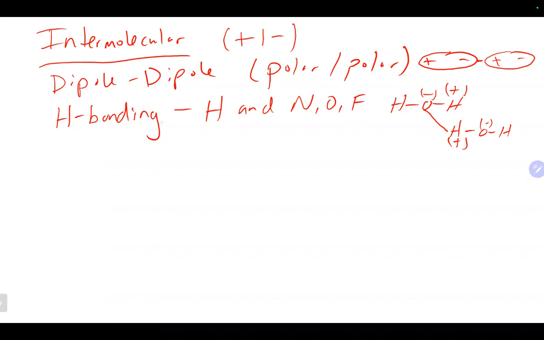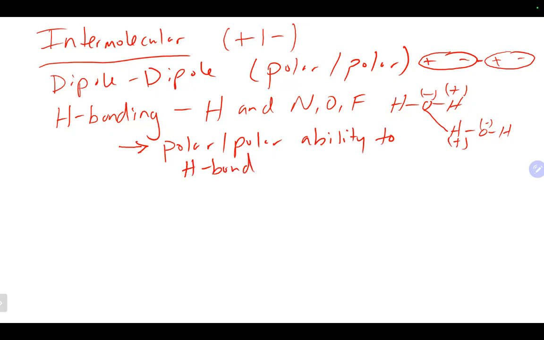It is the way polar molecules interact that have the ability to hydrogen bond. So remember, not all polar molecules have the ability to hydrogen bond. They do need that hydrogen attached to a nitrogen, oxygen, or fluorine.